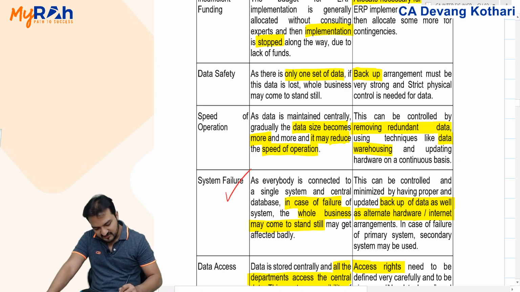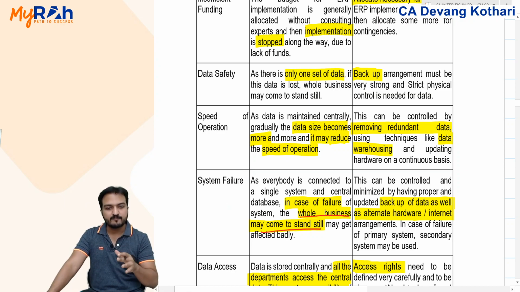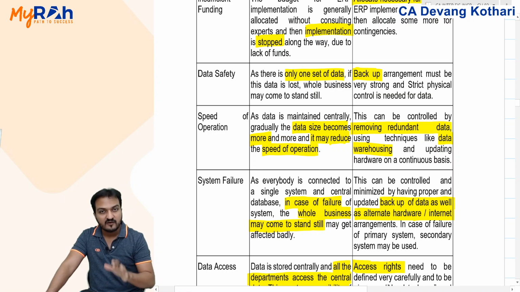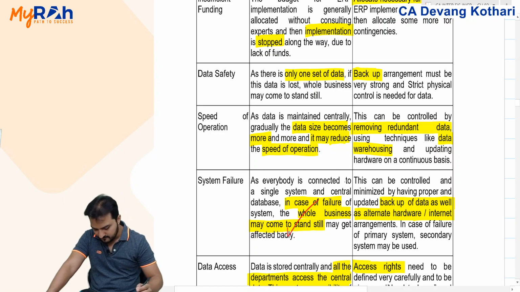System failure. In case of a system failure, my whole business might come to a standstill. Why? Because my entire business depends on this one software. If there is a failure of this software, then my entire business will come to a stop. That is my system failure.